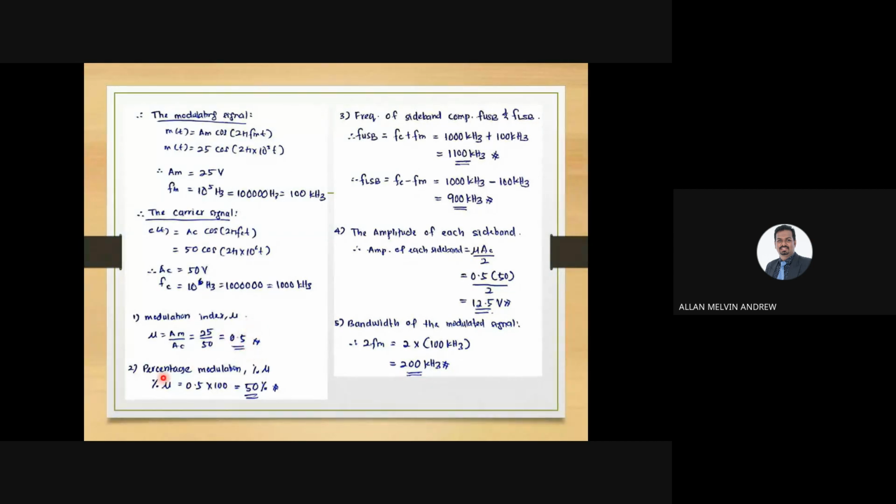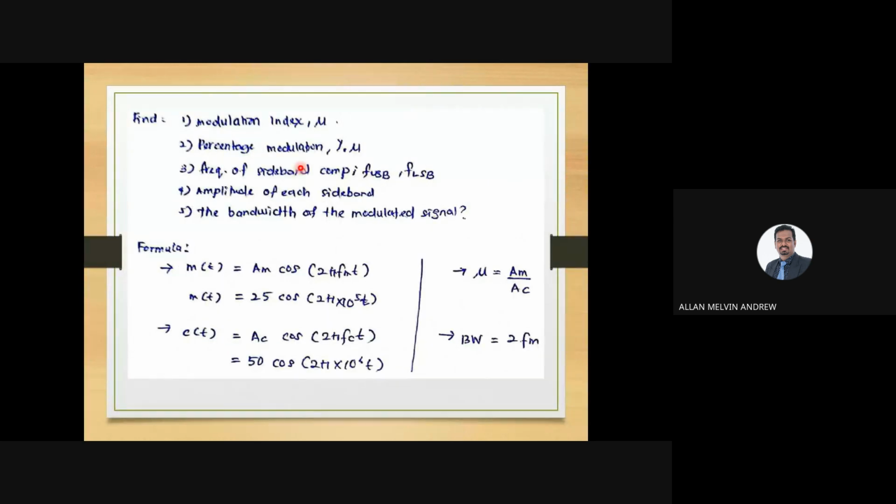Then the percentage of modulation. Percentage mu is the modulation index times 100, because we want to reflect it as a percentage. So 0.5 times 100, you need to write it as a percentage, 50%. Then the frequency of sideband, that's the second one, so the third one.